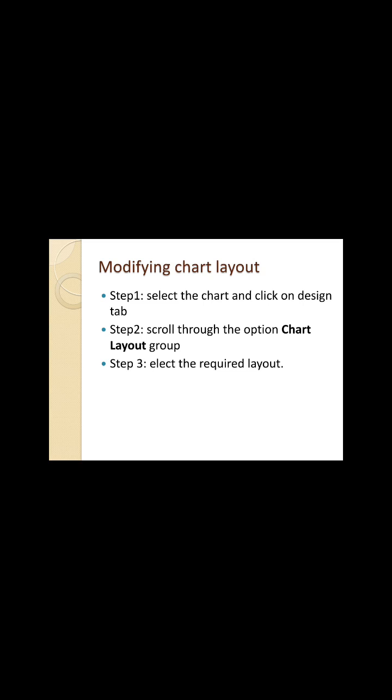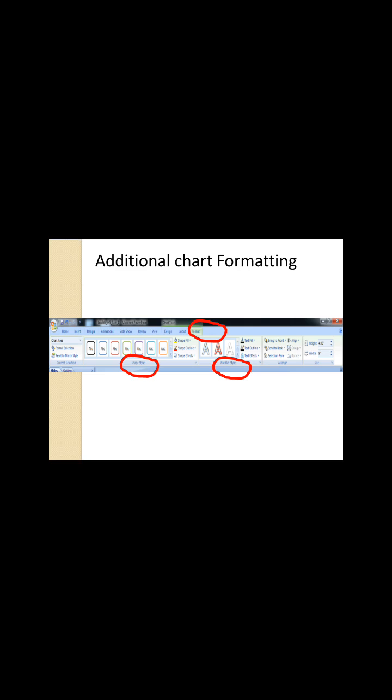Now, modifying chart layout. Step 1, your chart is already inserted, then you can change the layout of the chart. Select the chart and click on the design tab, scroll through the options in the chart layout group and select the required layout. The simple step. Okay. Now, additional chart formatting, you can change the style, you can change the writing style also from the format option.